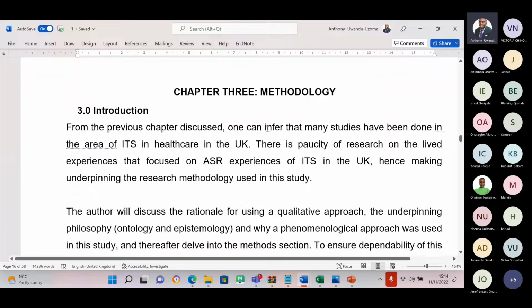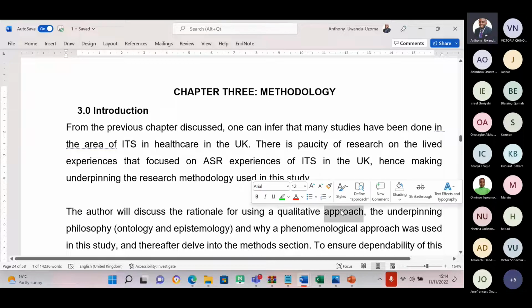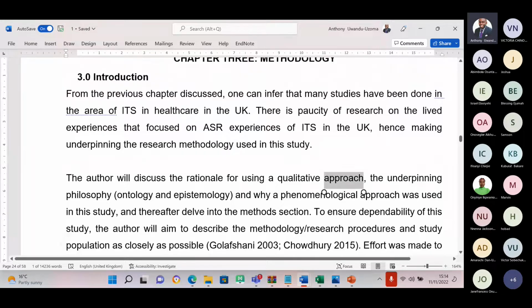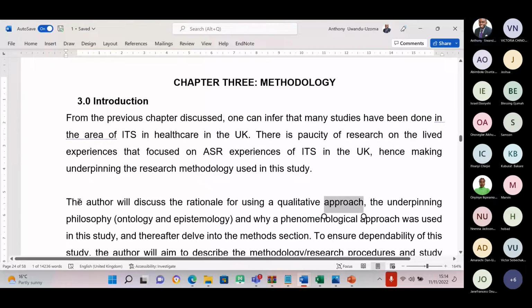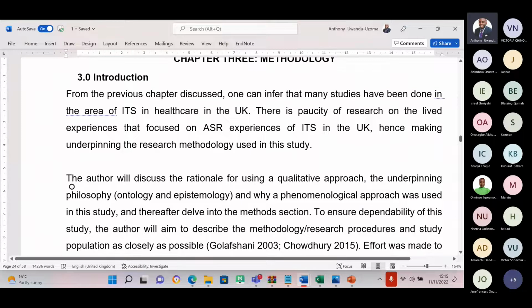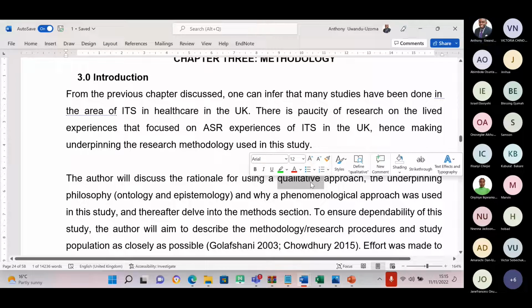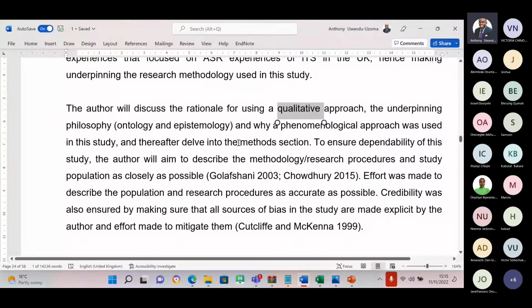So this methodology here is different from yours, because this methodology is for primary research, so you don't need it. But anyway, look at how I positioned my ontology and epistemology, which is what I wanted you to see. So here I said the author will discuss the rationale. So what is the rationale for using a conceptual review? What is your rationale? I needed to defend why I used a phenomenological approach.